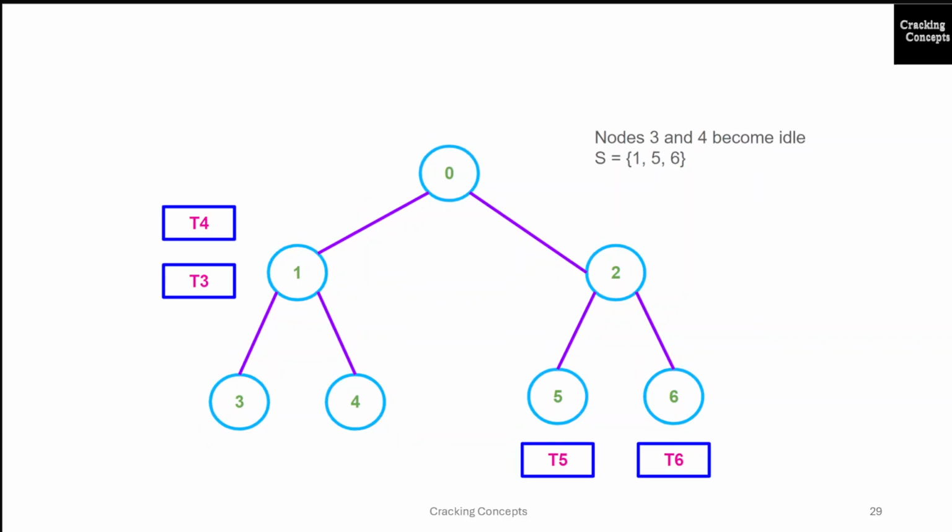When node 3 terminates, it transmits the token T3 to 1. Now the set S has changed to 1, 4, 5 and 6. Now after the node 4 terminates, it will send its token T4 to node 1. Then the set S will change to 1, 5 and 6 because the tokens are held only by these 3 nodes.